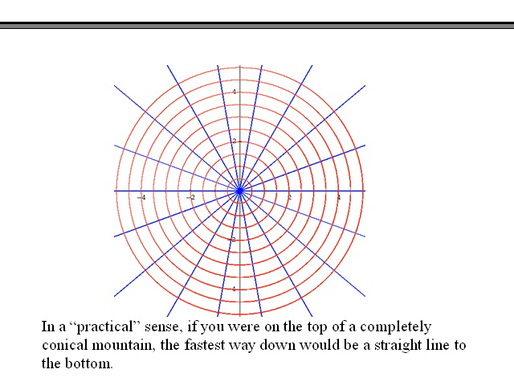Here's a graph of the situation. The blue lines are the straight lines to the origin. The red lines are the concentric circles centered at the origin. And every place where these intersect would be a right angle, because their derivatives are negative reciprocals. So in a practical sense, if you are on the top of a completely conical mountain, the fastest way down would be a straight line to the bottom.